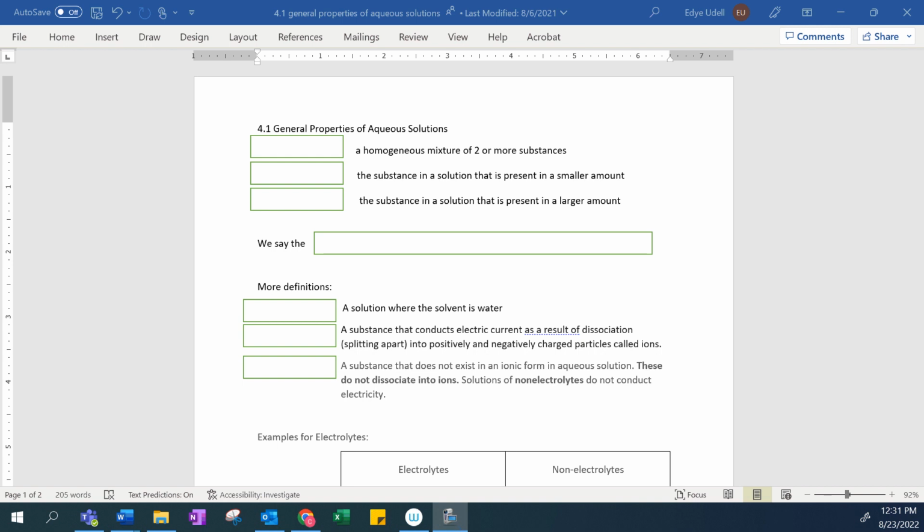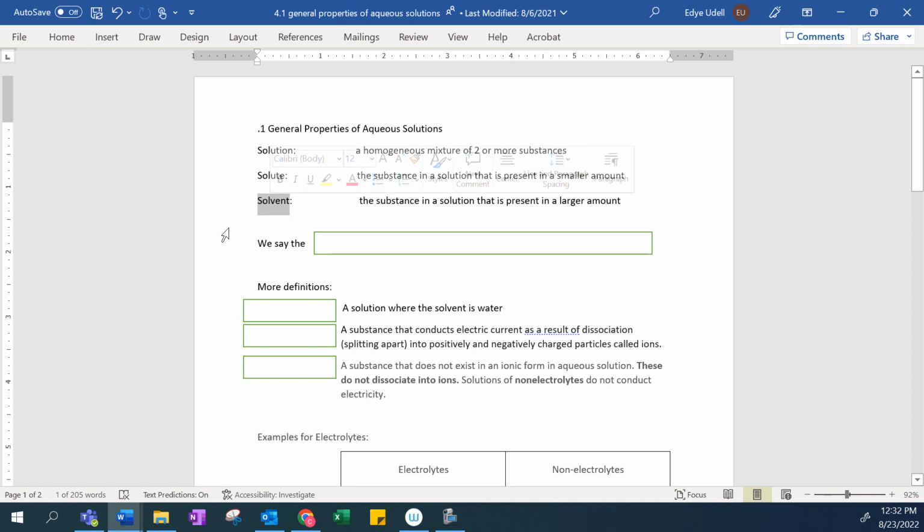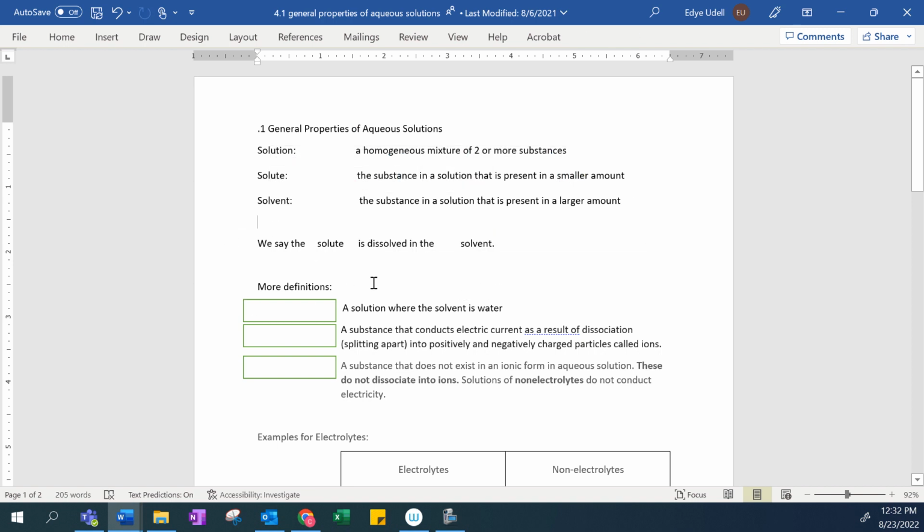Okay, this video is about aqueous solutions. So some things that you're going to learn on this video are some definitions. We have 3 definitions here. We have a solution, which is a mixture of a solute and a solvent. And we say the solute is dissolved in the solvent, and together these make a solution. And it's a homogeneous solution.